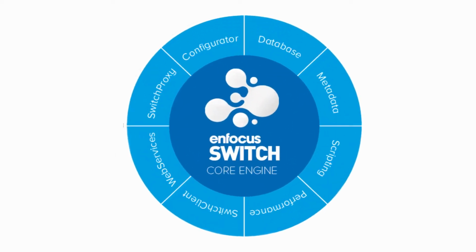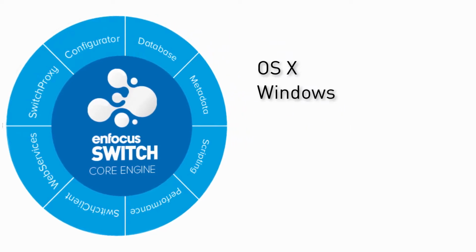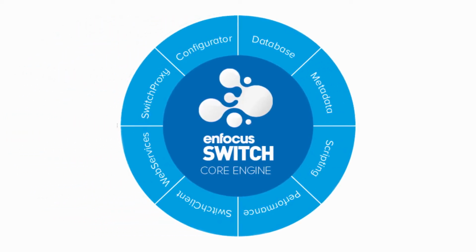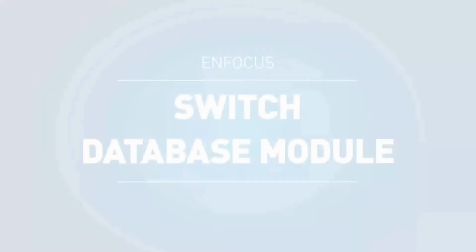Switch is an automation tool for both OS X and Windows that can automate a whole host of repetitive tasks that are very often still done manually. Switch is built up in a modular way around a core engine and a number of modules that extend its functionality. This movie focuses exclusively on the database module. It is recommended that you watched the movies on Switch Core Engine and the metadata module before this one.